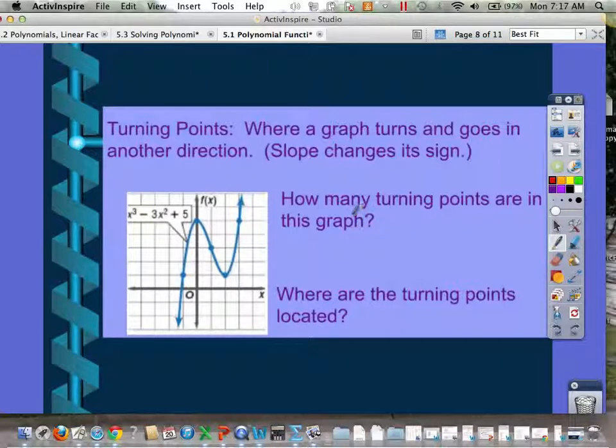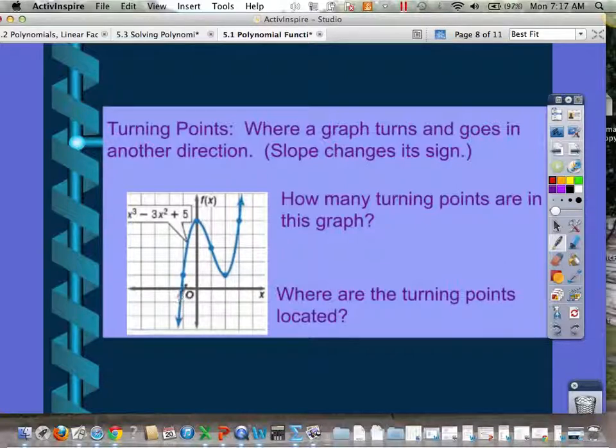Right, turning points. When a graph turns and goes in another direction, the slope, in other words, changes its sign. It goes from positive to negative, negative to positive. That is called a turning point. It is the place where we've been finding the max and mins before. But the turning point is that actual location where it changes the sign.